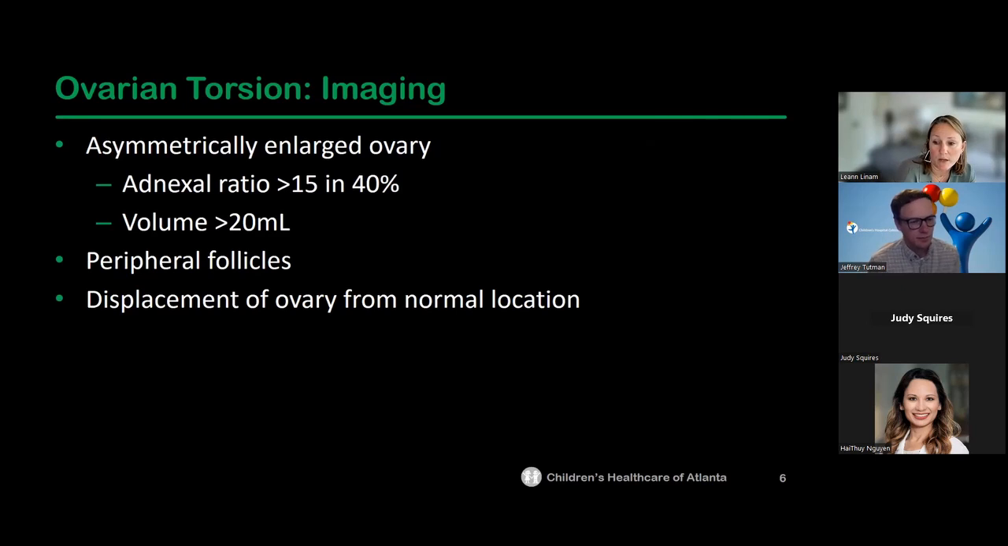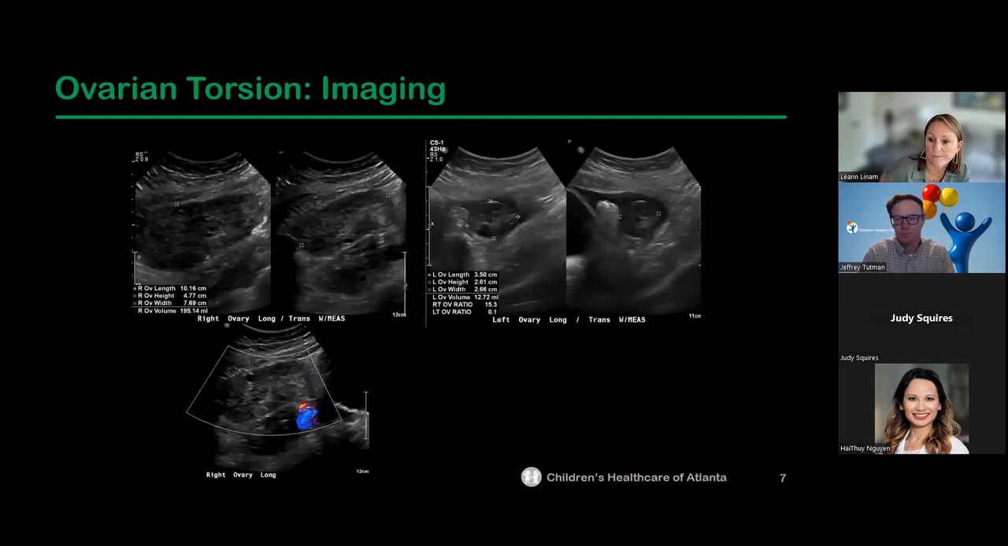And what do we see? We see an asymmetrically enlarged ovary. In about 40%, the adnexal ratio, so comparing the abnormal side to the normal side, is greater than 15. And the volume is usually greater than 20 milliliters. You can see multiple peripheral follicles. So the follicles are shifted to the outside of the ovary. And a lot of times the ovary will not be in its normal location.